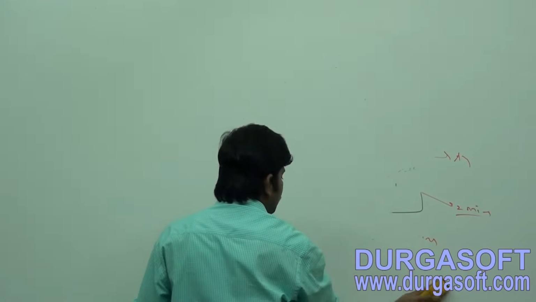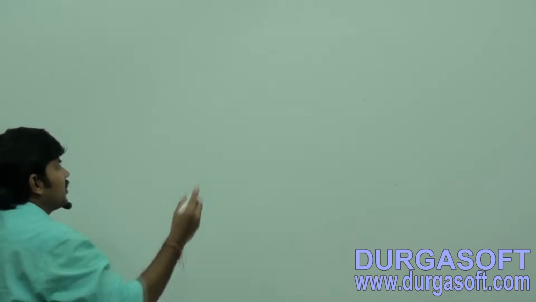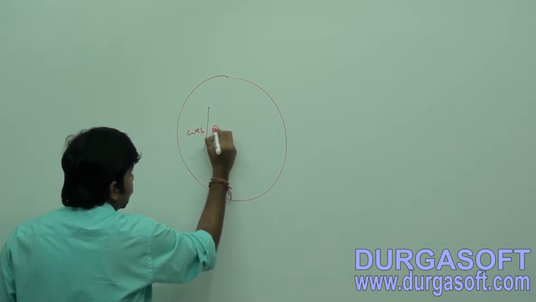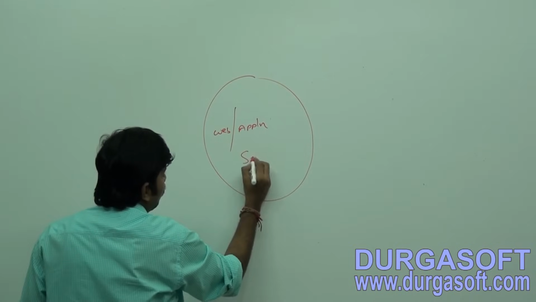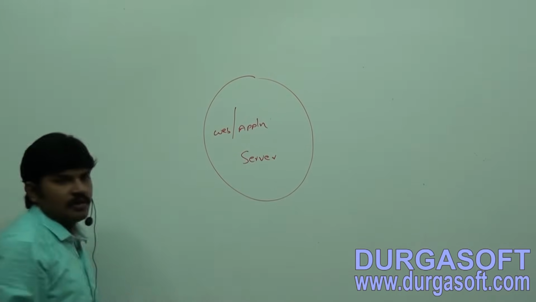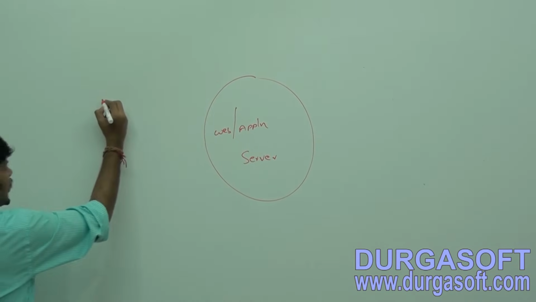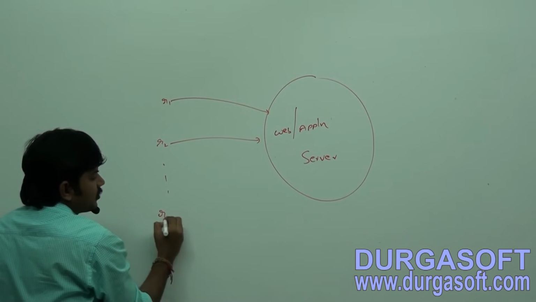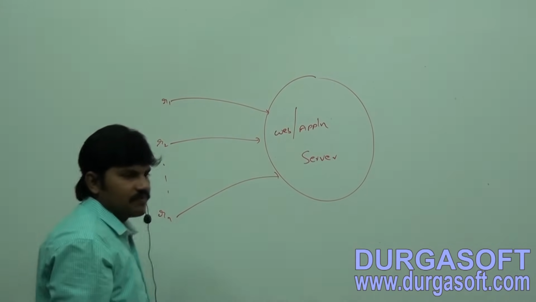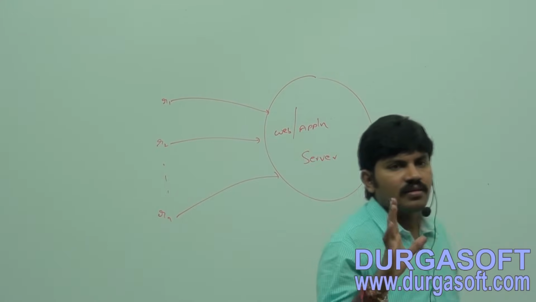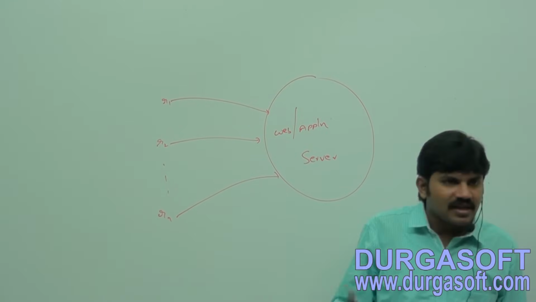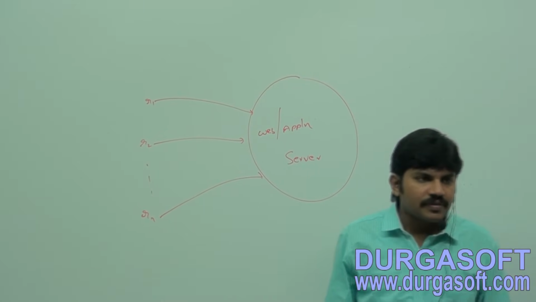Next, add this point also. Sir, I have one web server or application server. Now the requests are going to come. First request will come, second request will come, n number of requests will come. Sir, can you tell whether all these requests are going to be executed simultaneously or one by one?